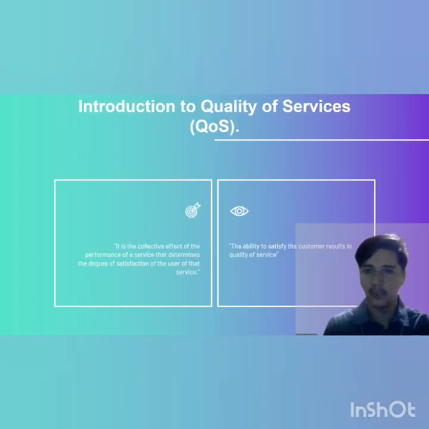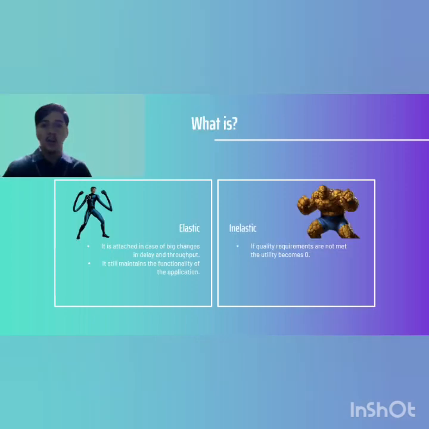What is quality of service? It's the collective effect of the performance of a service that determines the degree of satisfaction of the user of that service. Another meaning could be that the ability to satisfy the customer results in quality of service. It could be of two kinds.